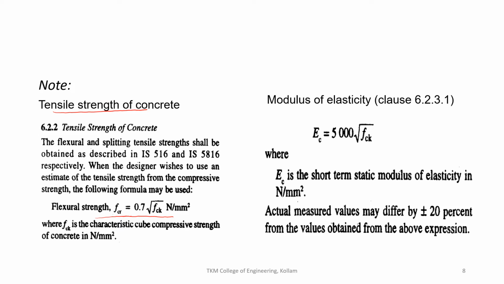And the second one, the modulus of elasticity, is given in clause number 6.2.3.1. EC, the short term elastic modulus, is 5000 root FCK. This also you need to understand and learn by heart, 5000 root FCK. It is a short term elastic modulus. Long term, there will be the effect of creep also.